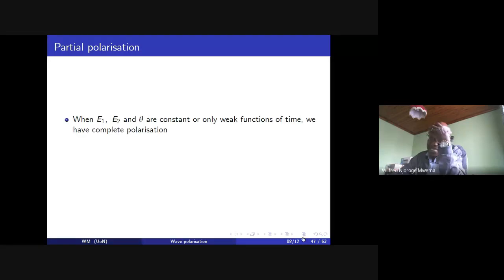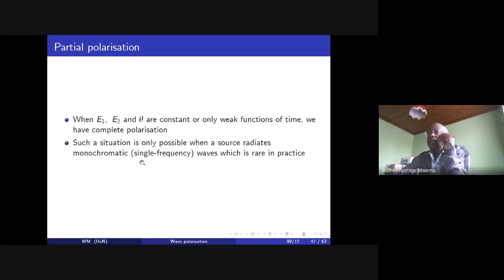But in many cases, we don't have complete polarization. Most of the time, the resultant wave will have the E field pointing in any direction, so to speak. Such waves are said to be unpolarized. They would be the waves that would be coming from the sun, for example.